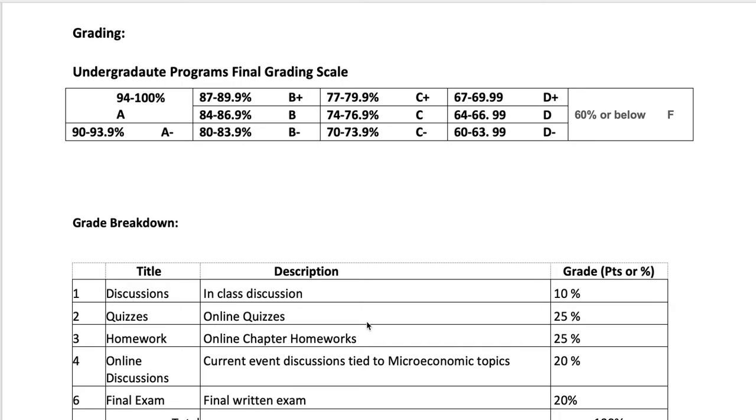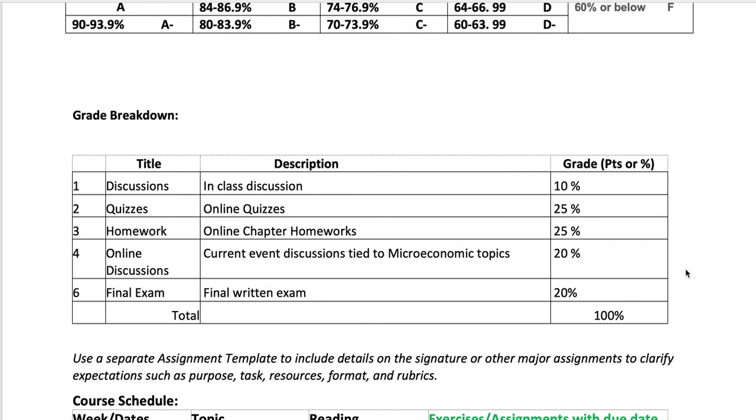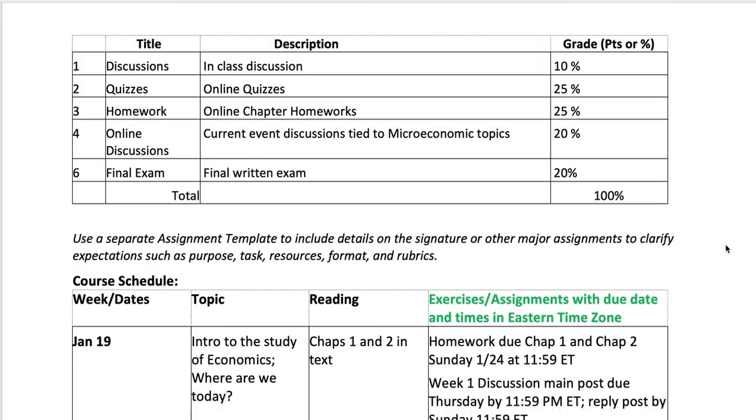The grading scale is sort of typical for Northeastern undergraduate classes, but your grade will be made up 10% of in-class discussion. 25% of the grade is online quizzes. There'll be 5 of those scattered throughout the term. Each week you'll be doing homework assignments. They count for 25% of your grade. And then another 20% is the online discussions that we have each week. And then the final 20% is a final written exam at the end of the term.